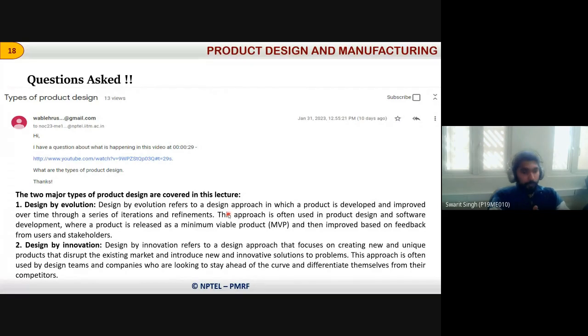Okay, so this approach is often used by design teams and companies who are looking to stay ahead of the curve and differentiate themselves from their competitors. Recently there's a buzz term, this AI tool, AI chatbot, that is GPT. Okay, so ChatGPT is there.